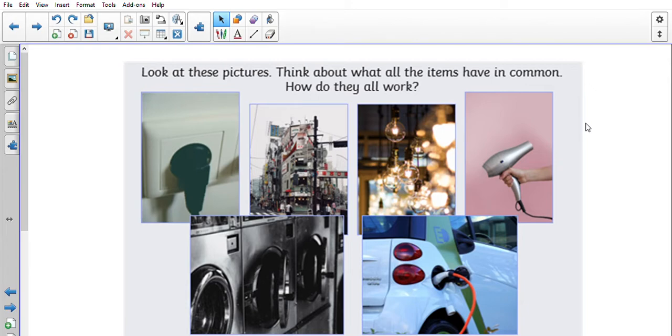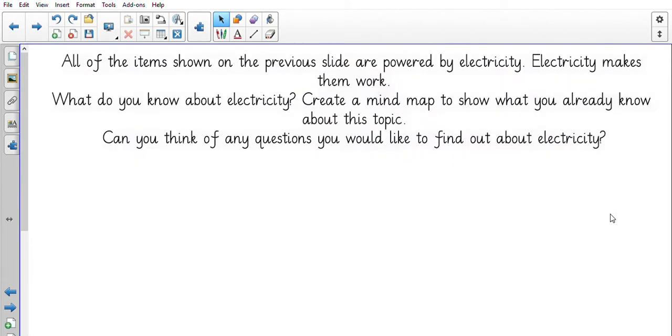Okay, so we've got things like a washing machine, we've got light bulbs, a hairdryer. How do these things work? Have a little think on your own for a moment. Okay, so all of the items shown on the previous slide are powered by electricity. Electricity makes them work. What do you know about electricity?